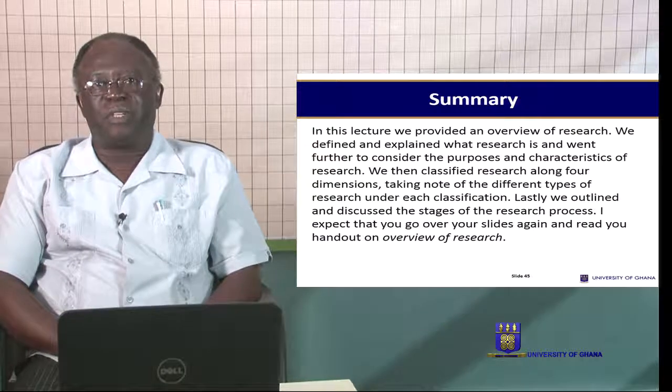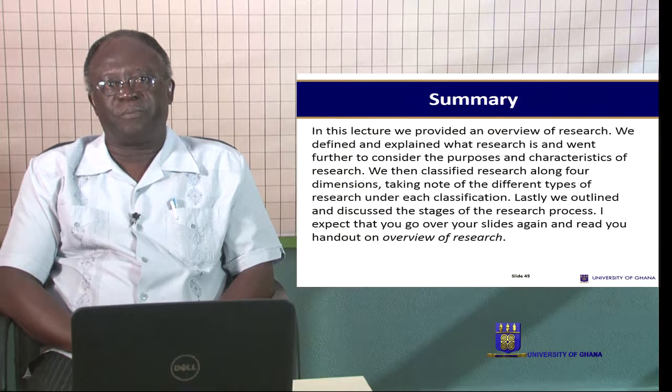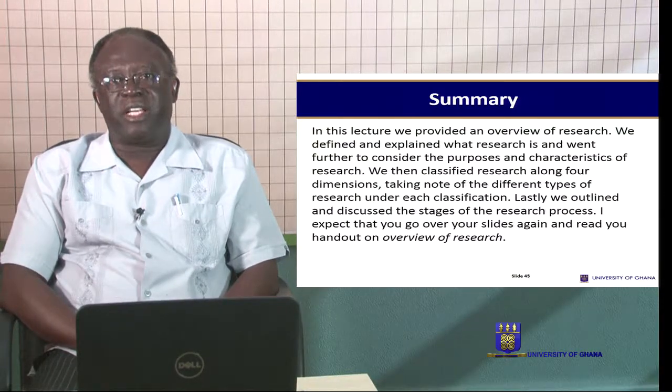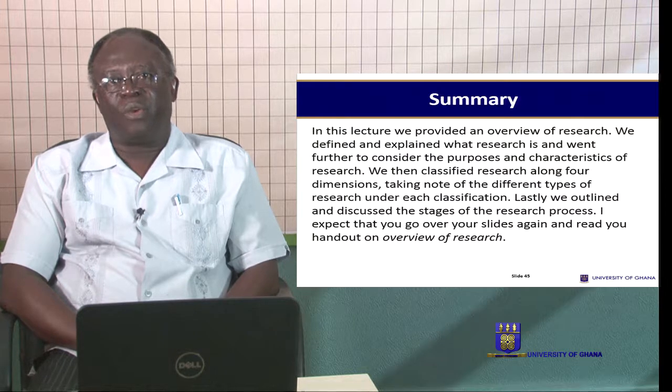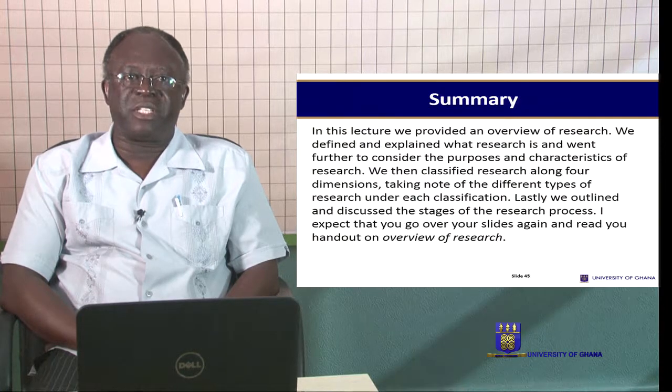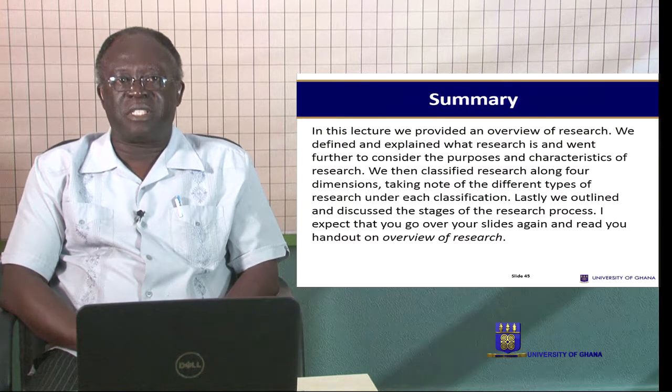we have in this lecture provided an overview of research. We defined and explained what research is and went further to consider the purposes and characteristics of research. We then classified research along 4 dimensions, taking note of the different types of research under each classification. Lastly, we outlined and discussed the stages of the research process.